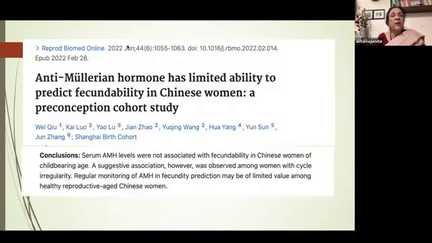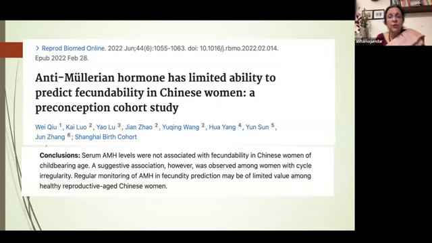Now let us come to Reproductive Biomed Online 2022. Now this is one of the most sought after, highest impact journals. And here they again publish after 10 years, anti-Mullerian hormone has limited ability to predict fecundability in Chinese women, a preconception cohort study. Again, this Chinese study, which is a huge study, serum AMH levels were not associated with fecundability in Chinese women of childbearing age. Childbearing age is anything from 18 to probably 35.